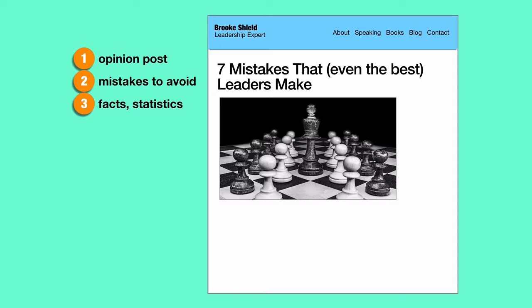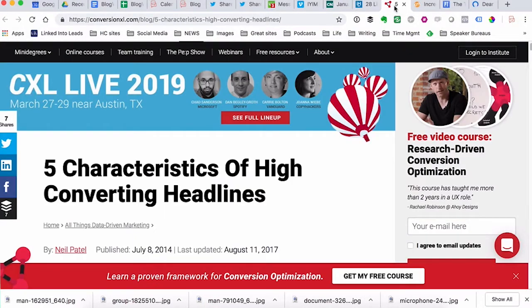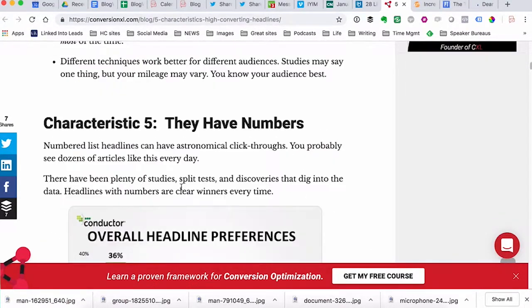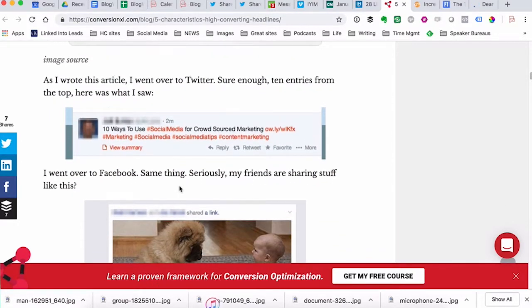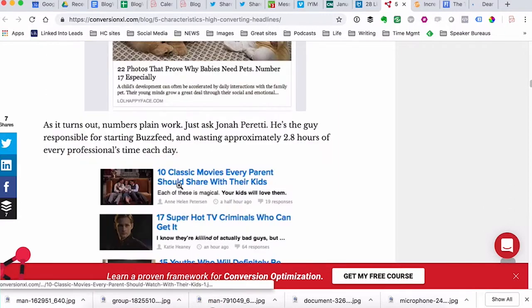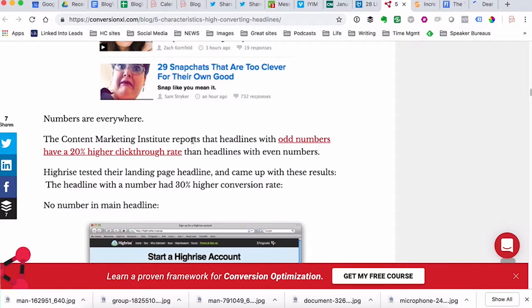So let's say, for example, I'll just jump over to my browser and imagine that I was looking for things to do with high converting headlines for our BlogWorks website. Well, I come across this website, 5 characteristics of high converting headlines. I scroll down and I start looking for research. Where are there some facts that I can base the blog around? And what I come across is really interesting: Content Marketing Institute reports that headlines with odd numbers like 3, 5, 7 have a 20% higher click-through rate.